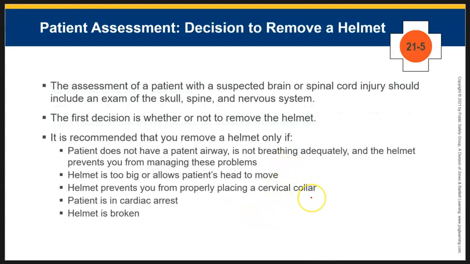The assessment of a patient with a suspected CNS injury should include a complete exam of the skull, spine, and nervous system. The first decision may be whether or not to remove the helmet. It is recommended that you remove a helmet only in the case of a life threat such as the patient not having a patent airway, or if helmet sizing will limit you from initiating spinal motion restriction.